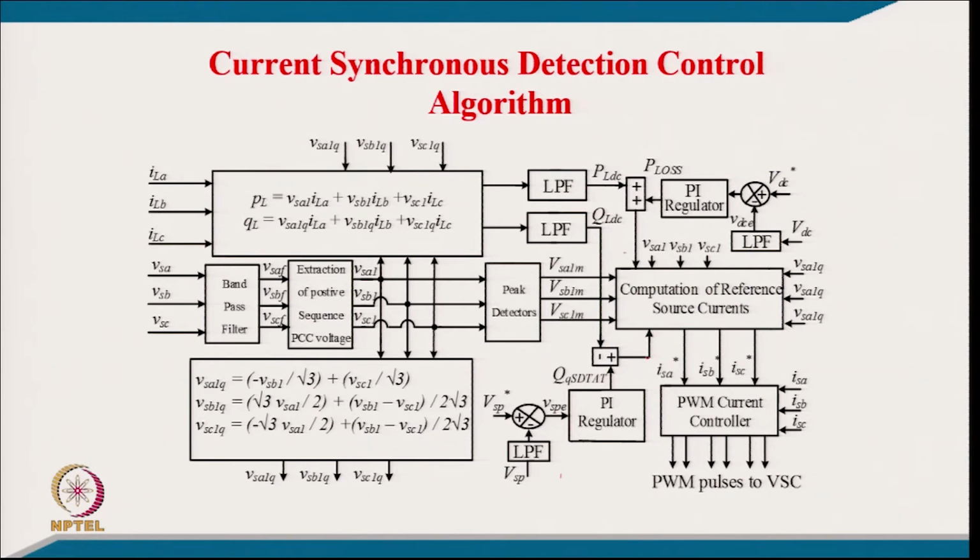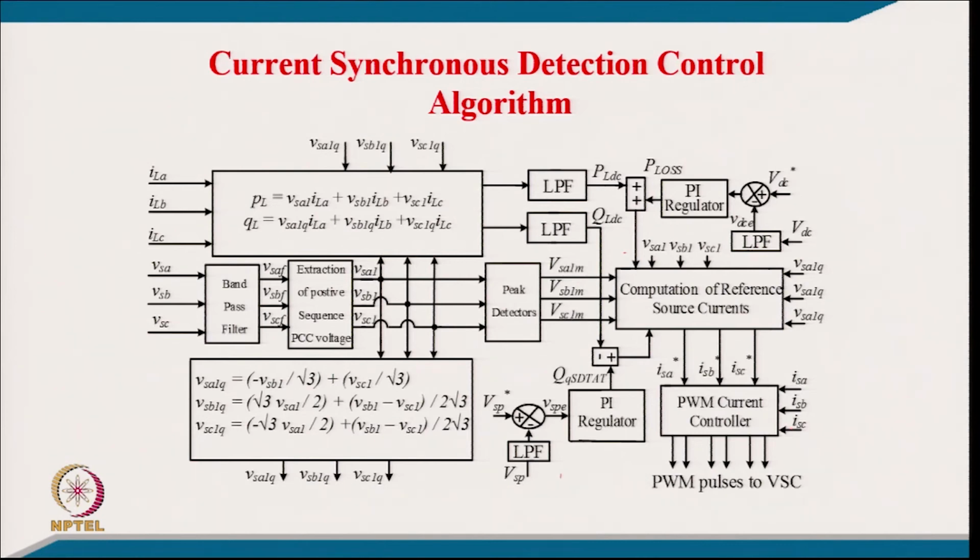So, we have the active power and the reactive power to be taken from the supply system, and we have the positive sequence voltage in phase and quadrature, and we get the supply current reference for this current synchronous detection method. We have the sensed supply current, and we give the gating signal.